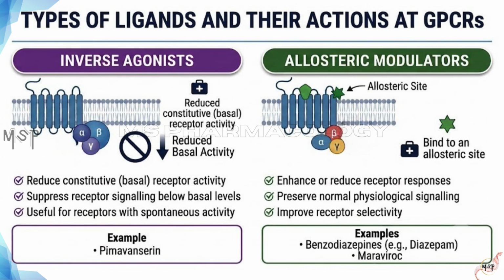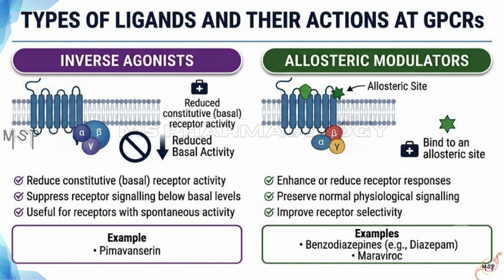Inverse agonists. Some GPCRs exhibit constitutive activity, meaning they possess a low level of activity even in the absence of a ligand. Inverse agonists bind to these receptors and reduce this baseline activity below its normal resting level. This mechanism provides additional therapeutic benefit in conditions in which excessive constitutive receptor activity contributes to disease.